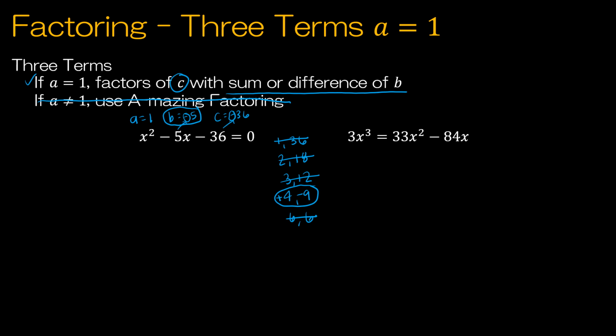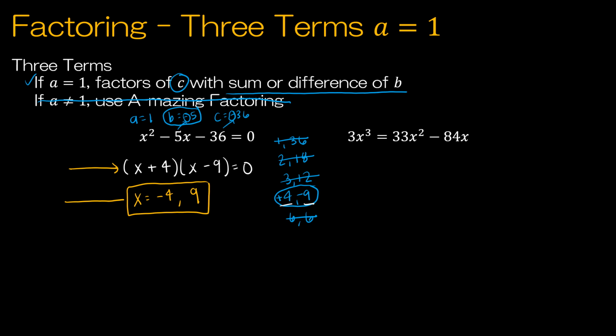That means my factorization is (x plus 4)(x minus 9) equals 0. And then, of course, I could just use the zero product property to say x is negative 4 or x is 9. So again, this is the factorization. These are the zeros, or solutions.